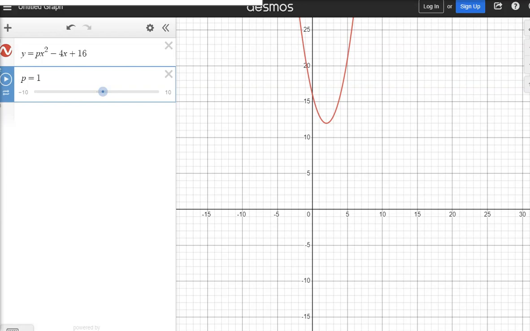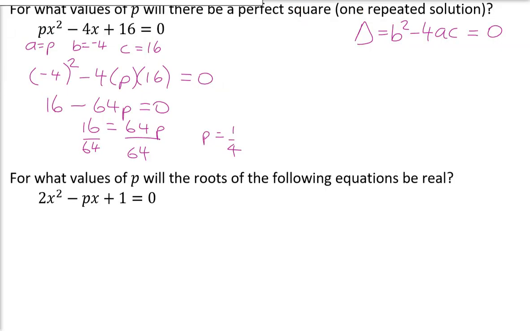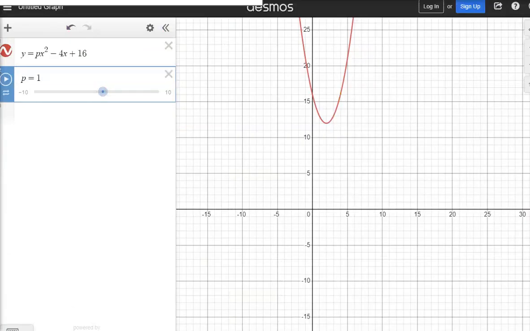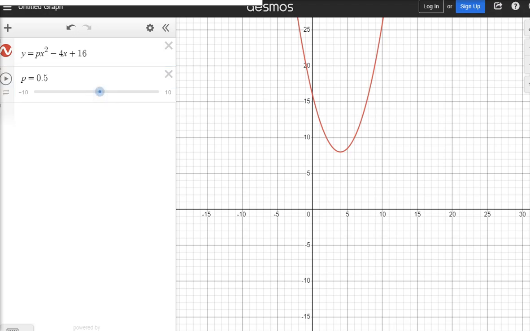So here what I've done is I've graphed this one here, px squared minus 4x plus 16. And I've put a slider in Desmos of p, so we can change p and see how the graph changes. So hopefully you can see here that when I change this p, what happens to the graph? It's changing, eh? Okay, so when p is a half, how many solutions are there? 2. Well, yeah, there's 2, but they are imaginary, yep.